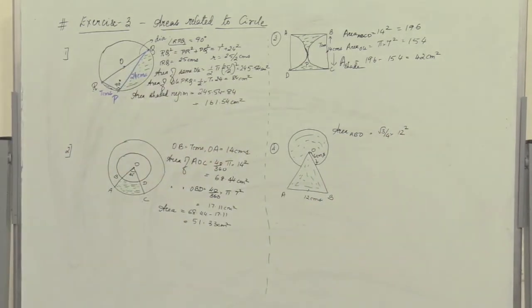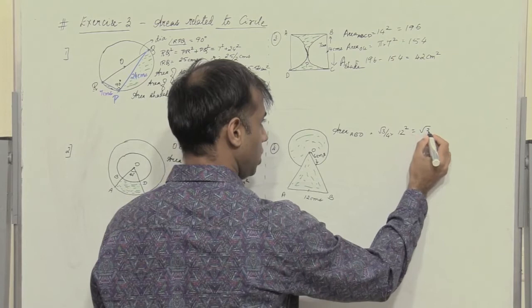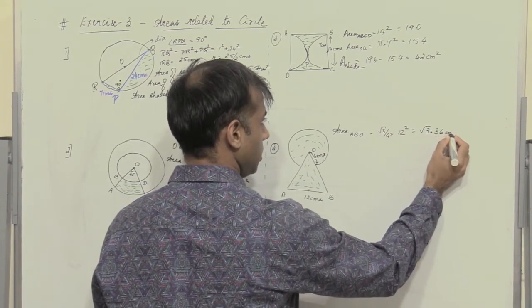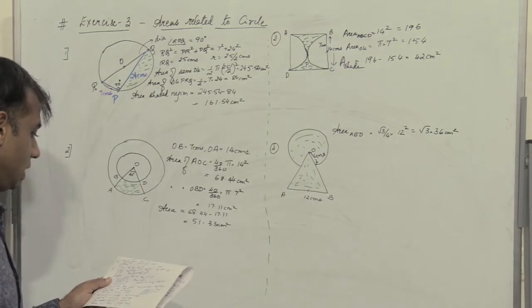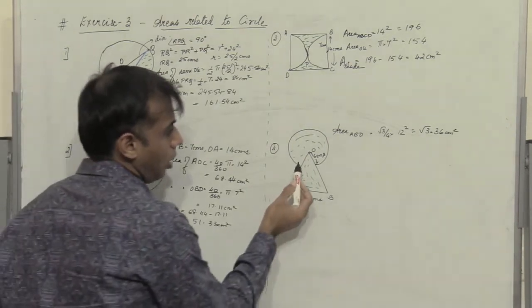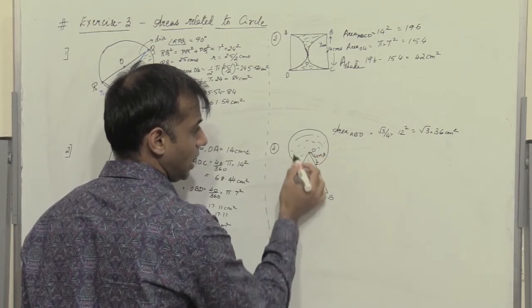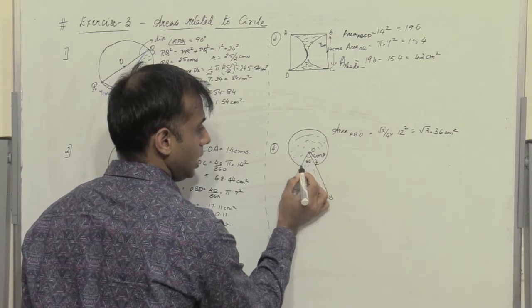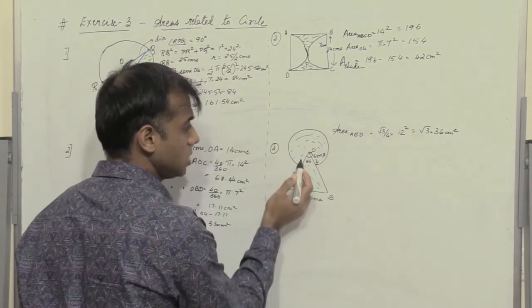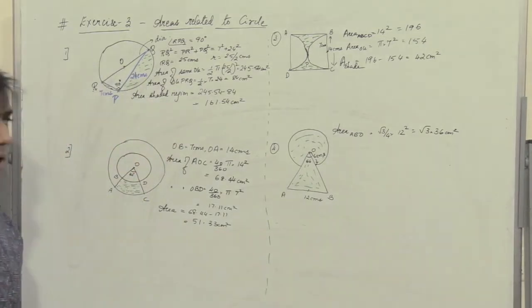So this is the area of the triangle, which is root 3 into 36 centimeters square. Okay, so now we need to find the area of the shaded region of the circle. So this area, if I find the area of the entire circle minus the area of this sector, so this is 60 degrees because AOB is an equilateral triangle.